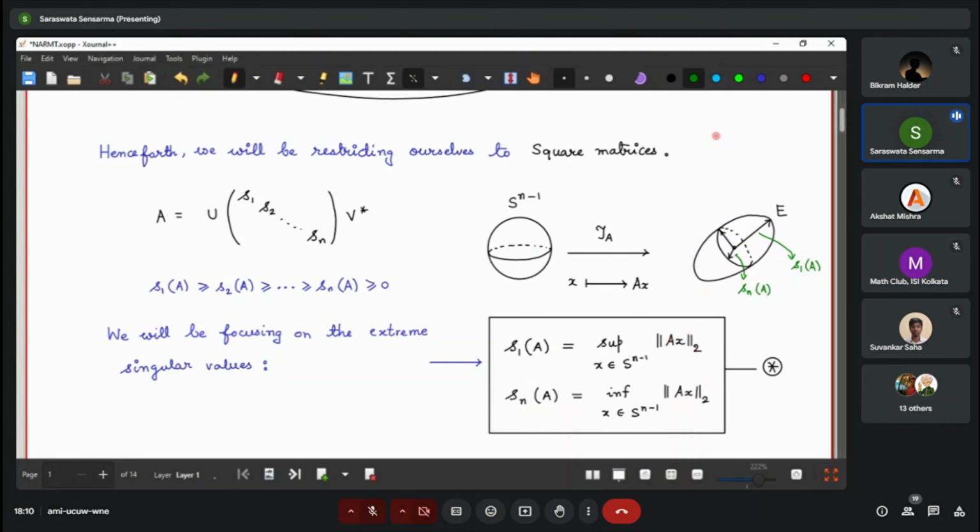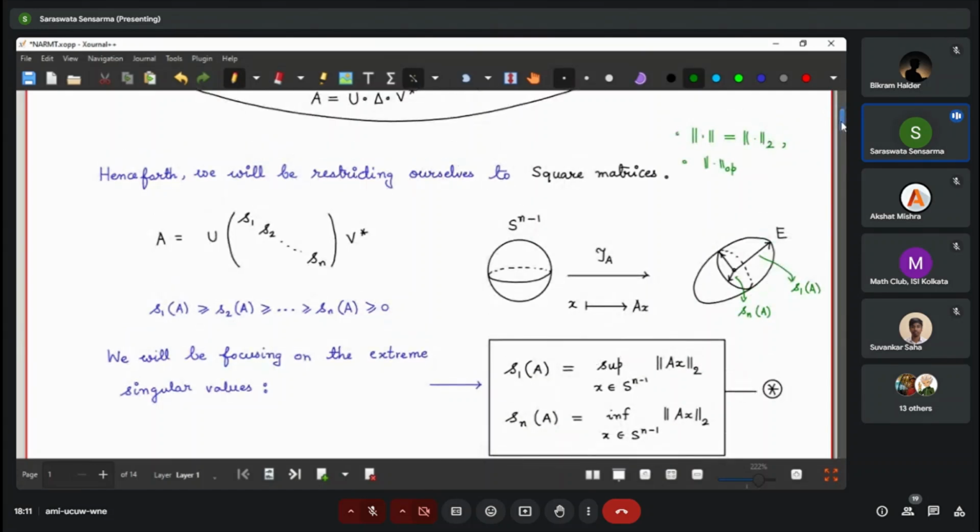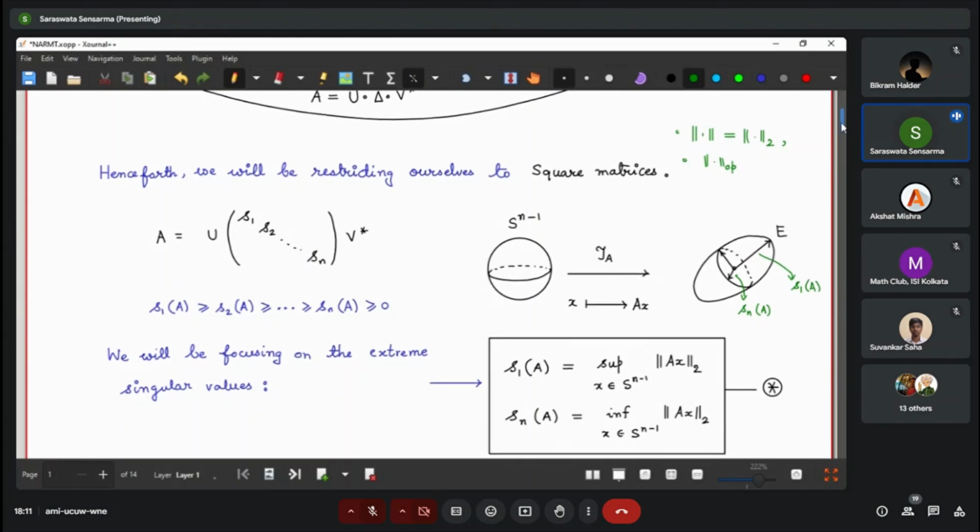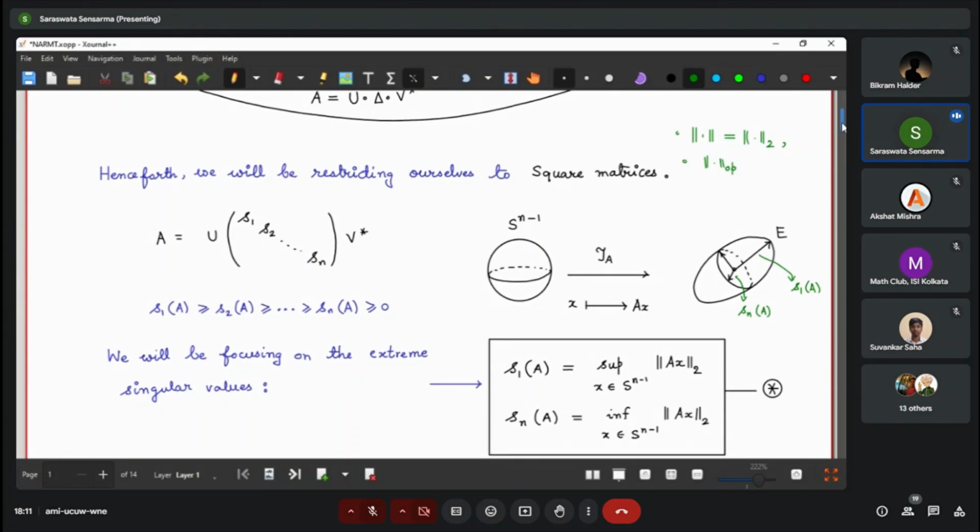By the way, here I'm writing this too, but eventually I'll stop writing it. Whenever I just write a norm, I mean the L2 norm. I'm saying this because I'll also be working with the operator norm of a matrix, and so just to avoid confusion, I think most of you are familiar with what the operator norm is. So this is a quick description of what the singular value of a matrix means.